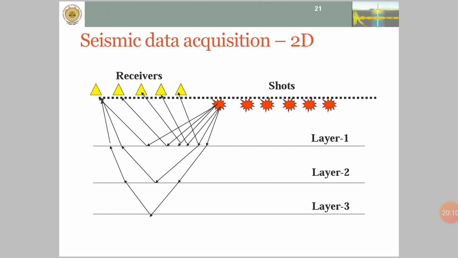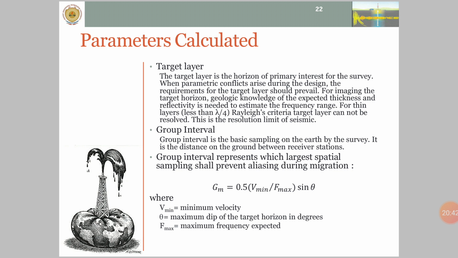This is seismic data acquisition. We know that the subsurface is layered. We can see layer 1, layer 2 and layer 3. The shots are equispaced, and receivers are also equispaced. The first shot is blasted and the energy is reflected from layer 1, layer 2 and layer 3, and it goes and is received at the receivers. That's how we acquire the data in the case of 2D.